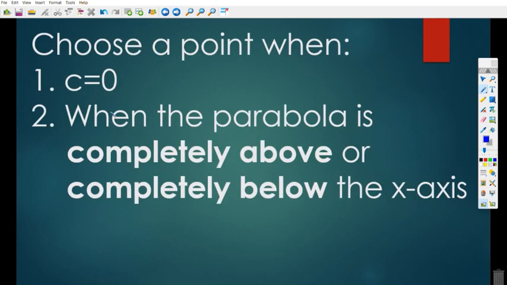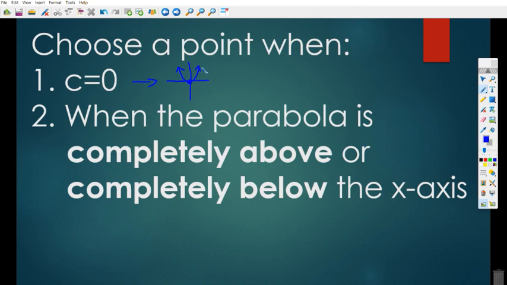We are going to choose a point when my c value is equal to 0. What does that mean? What is my c value again? My turning point. So it's when the turning point of my parabola is at 0. So it's when it's cutting the x-axis once.